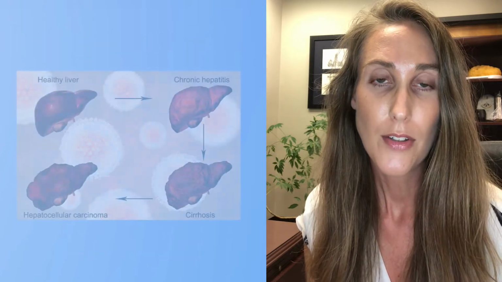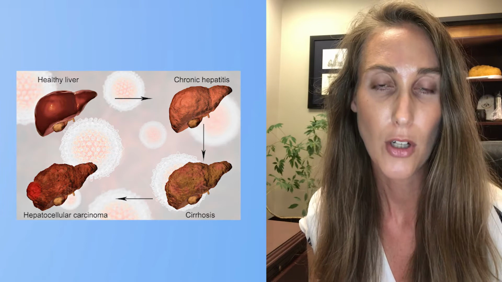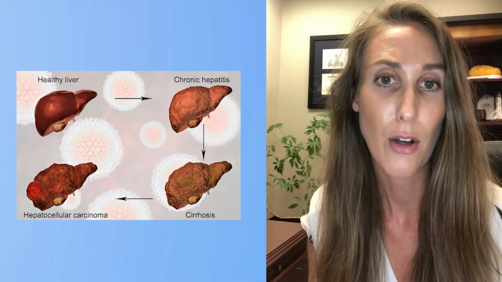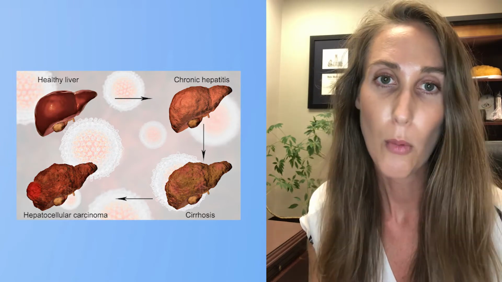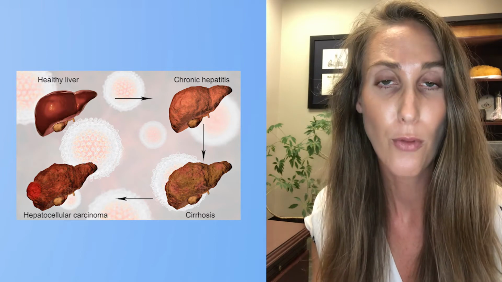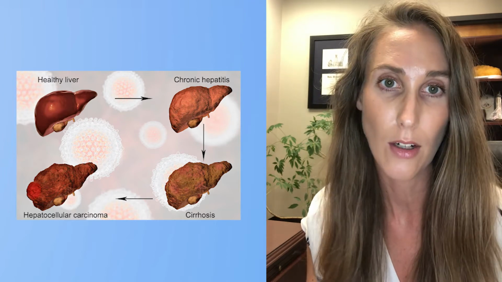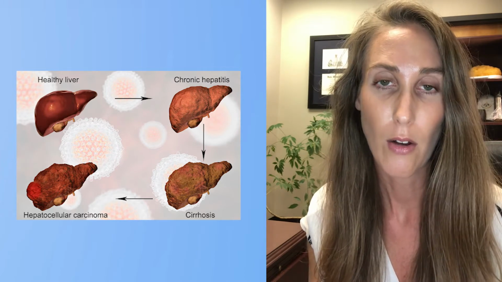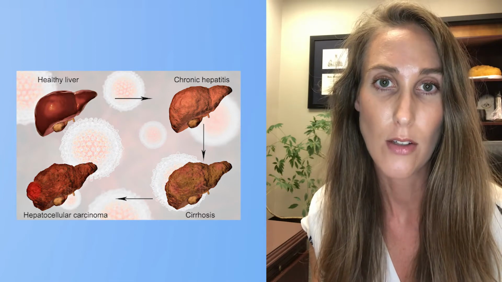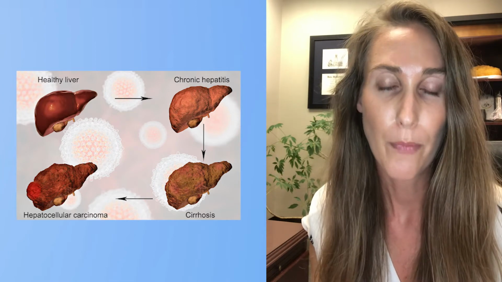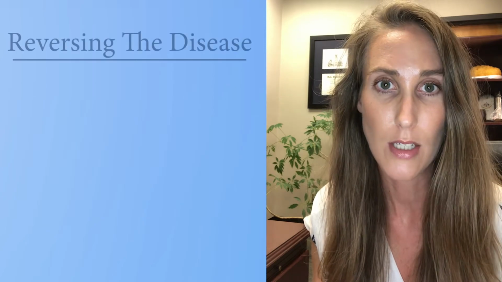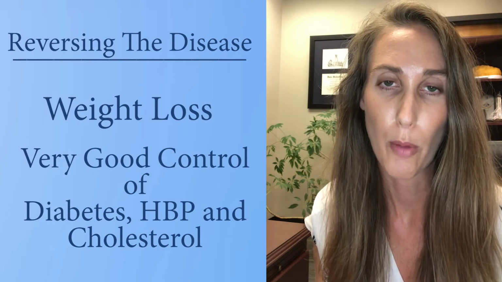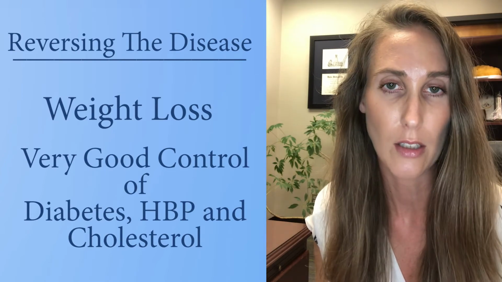So when we talk about staging liver disease, we want to see how much scarring or damage in the liver has already happened. And so we can grade that on a scale from 0 to 4. So 0 is when you have a normal healthy liver without any problems at all, and then 4 is cirrhosis, where the whole entire liver has been replaced and damaged with scar tissue. So when we catch patients with non-alcoholic fatty liver disease in the early stages, the disease can be completely reversible. And so things that we know that can help reverse the disease are weight loss and also very good control of other metabolic comorbidities like the diabetes and blood pressure and cholesterol.